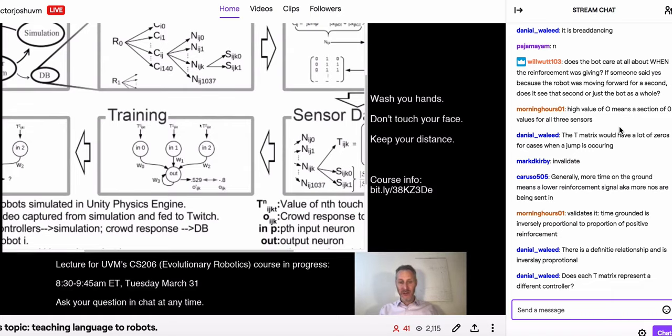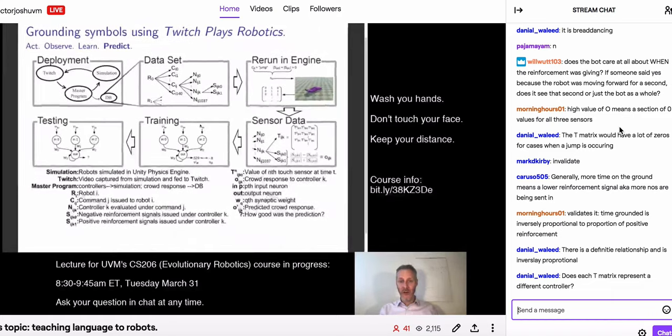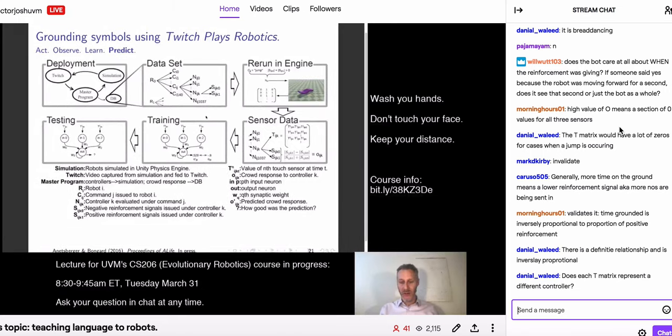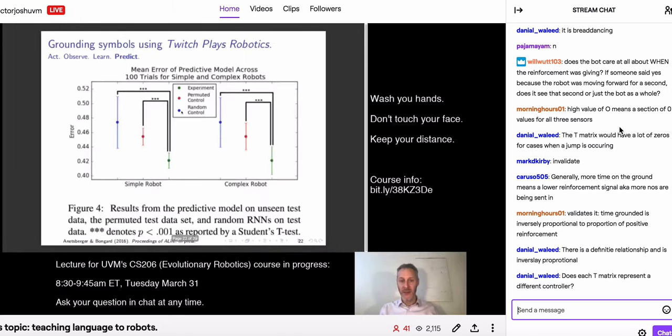and then look to see how well those neural networks did on the permuted data. And as you would expect, they did much worse. They got significantly higher error, not by much, but the fact that the green point is lower than the red point tells us that there is a relationship between T and O, and these neural networks are starting to learn at least some of that relationship.